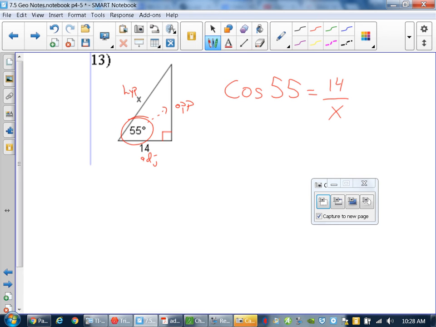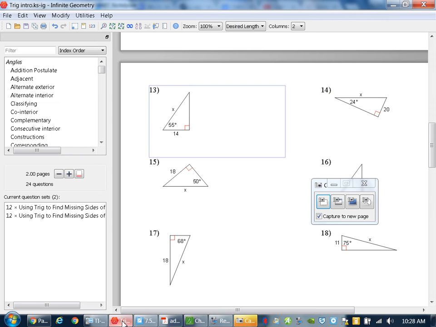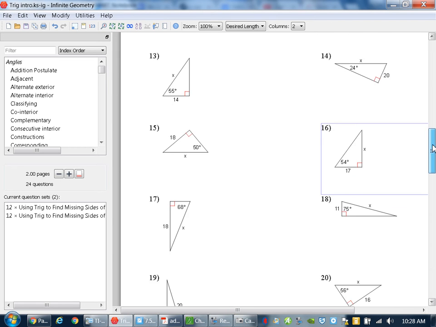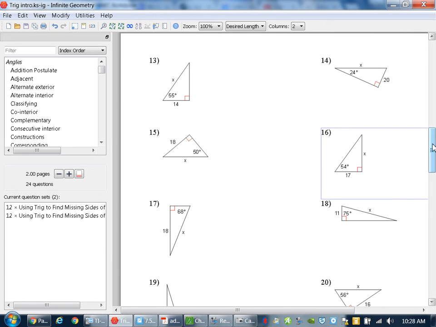All right. So let's take a second and make sure everybody got the right trig functions. 14, you used what? Sine, good. 14, you used sine. The sine of 24 is 20 over x. You okay with that? 15, again, you would use sine. Sine of 50 is 18 over x.